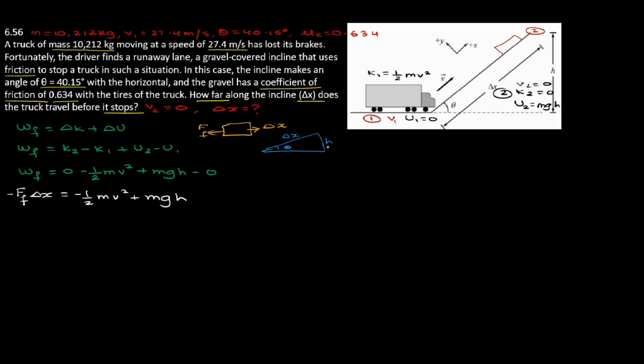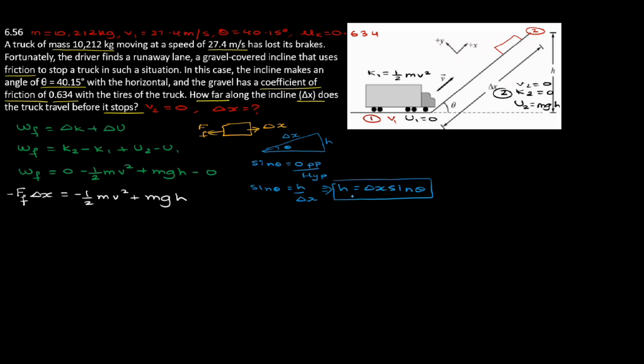I want to find h, which is opposite to my theta. And we know that for the opposite side, we can use sine of the angle theta. Sine theta is equal to opposite side over the hypotenuse. So I can write sine theta as h over delta x. And when we rearrange this term, I can write h as delta x times sine theta. So this is the value of h I can use in my equation.